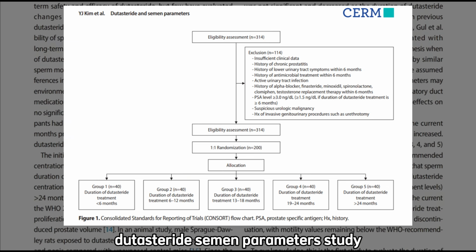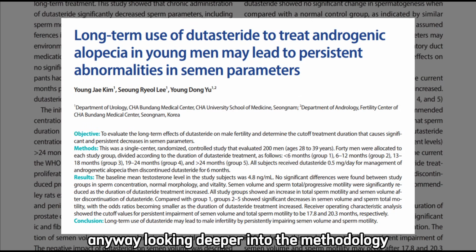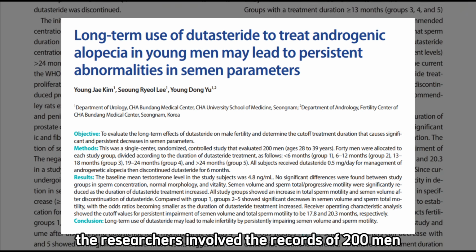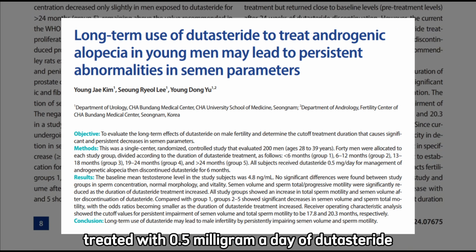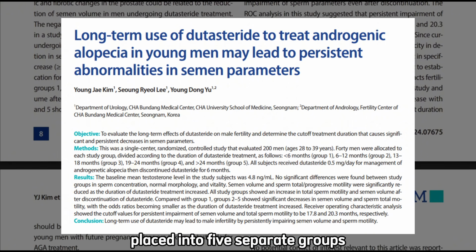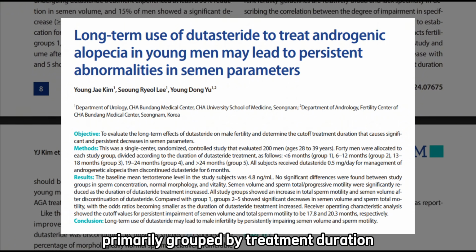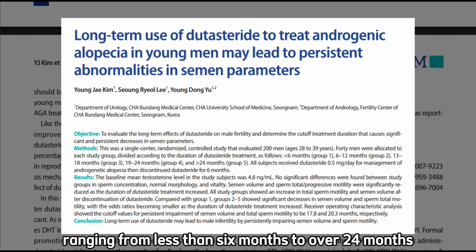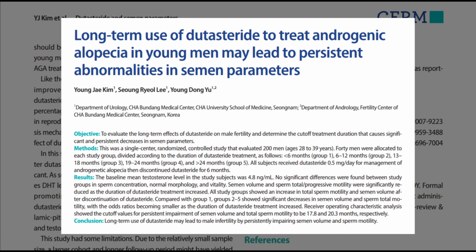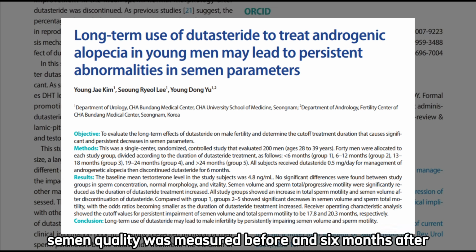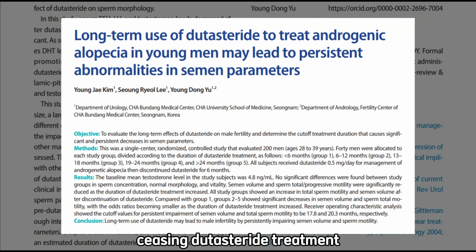Dutasteride semen parameters study. Anyway, looking deeper into the methodology, the researchers involved the records of 200 men treated with 0.5 milligram a day of dutasteride, placed into 5 separate groups, primarily grouped by treatment duration ranging from less than 6 months to over 24 months. Semen quality was measured before and 6 months after ceasing dutasteride treatment.